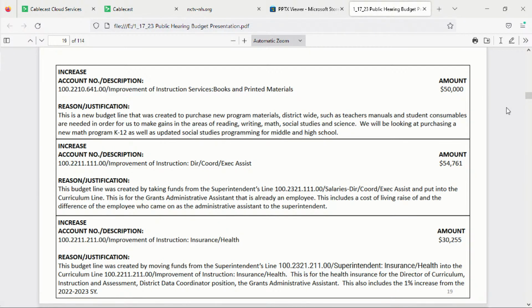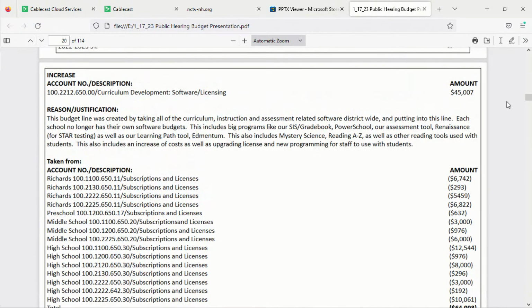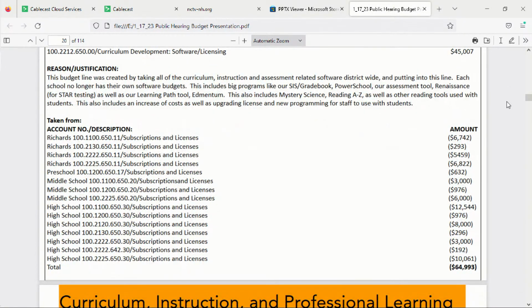This is the software and licensing line. So as I stated, a lot of my funds came from other schools and other lines in those schools. So you'll see down the left-hand side, Richards, preschool, middle school, high school. Those are all subscriptions and licenses for educational software, such as Mystery Science, Reading A to Z, PowerSchool, big STAR testing, the Edmentum, Renaissance, all of that stuff. The big items that we use are all now here.